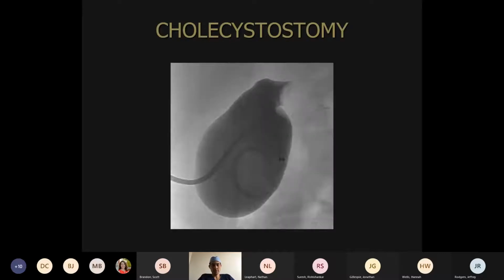Same thing in the gallbladder. This is what we call a cholecystostomy tube. Sometimes patients have acute cholecystitis and they are too sick to go to surgery. And in these situations, it's easier to put a catheter inside the gallbladder, have the gallbladder drained, the process cool off, and then the patients can later on go to surgery.